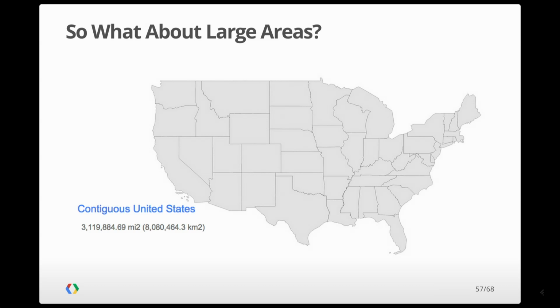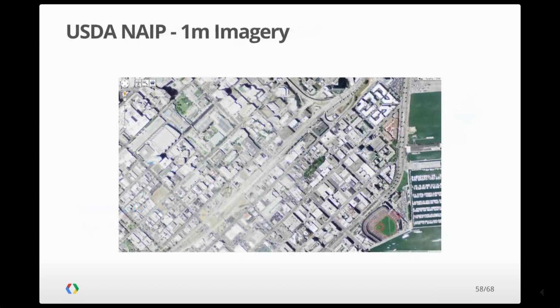But what if it's not a small area? What if it's a really big area? The United States is a pretty big area. It's about 8 million square kilometers. What if you wanted to do imagery on that scale? And what if it was fairly high resolution? I'm not talking high resolution like we showed earlier, 15 centimeters, but the USDA NAIP program, every 3 years, basically covers the United States in 1 meter imagery.